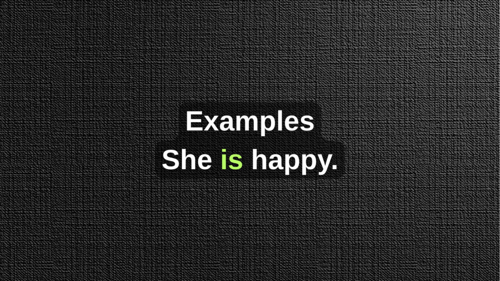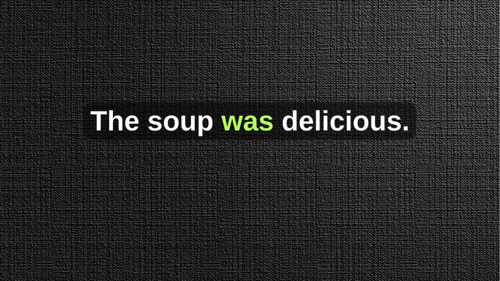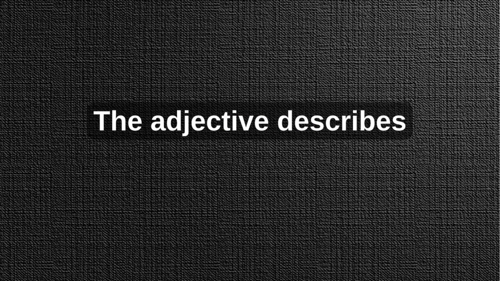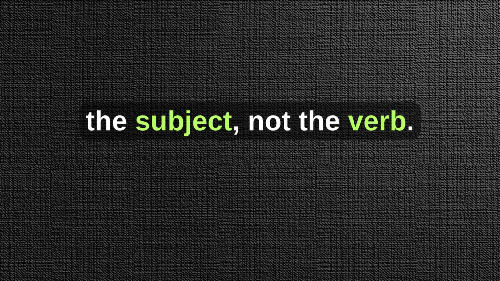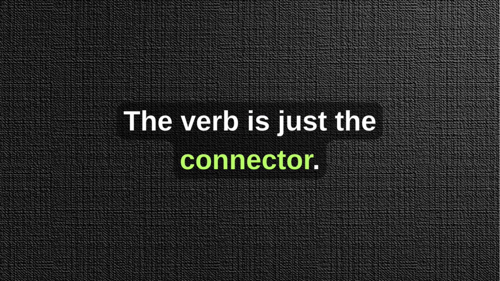Examples: she is happy. The sky looks blue. The baby seems tired. The soup was delicious. Important point. The adjective describes the subject, not the verb. So delicious describes soup, not was. The verb is just the connector.